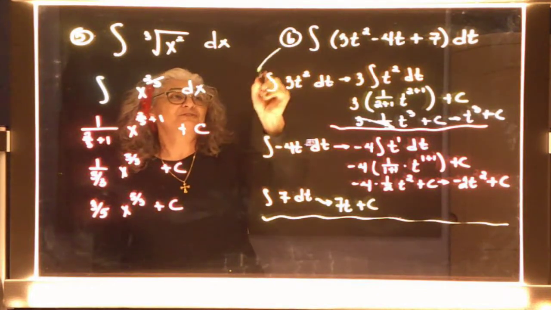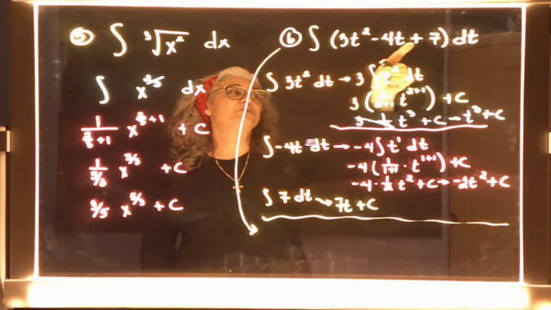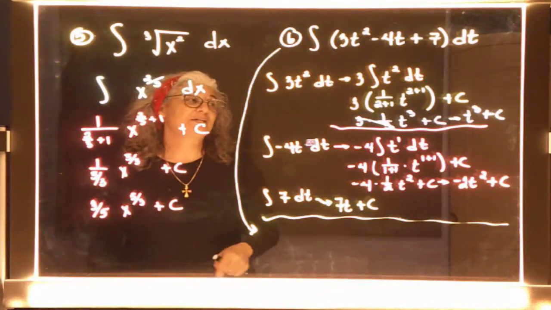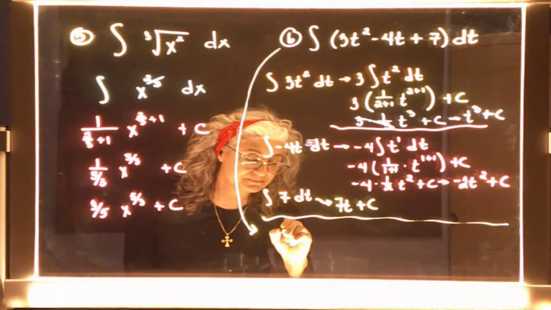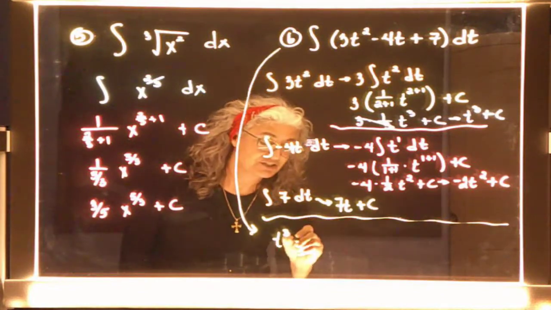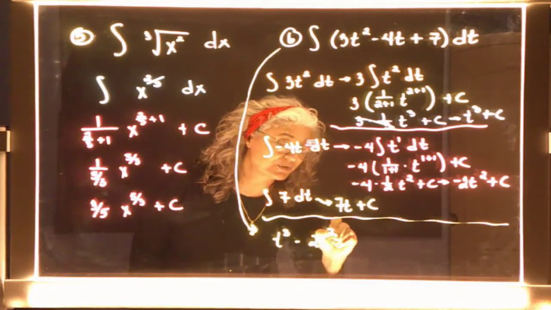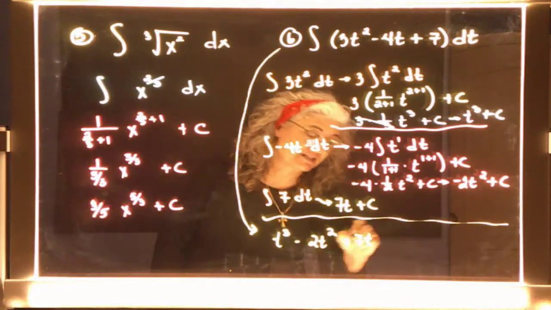So, when I took the antiderivative of 3t squared minus 4t plus 7, what did we get? The first part gave us a t cubed. The second part gave me a negative 2t squared. The last part gave me a positive 7t.